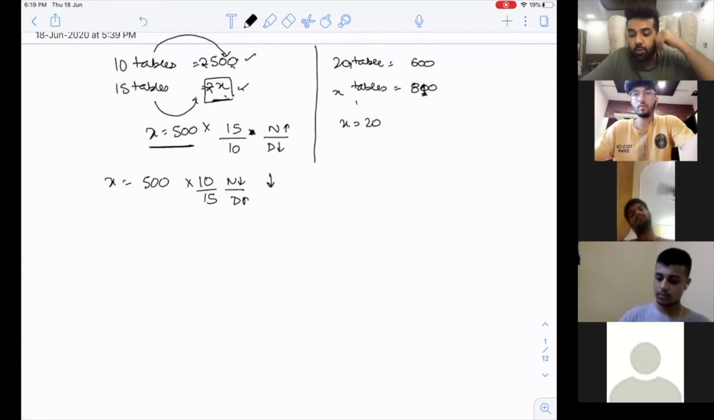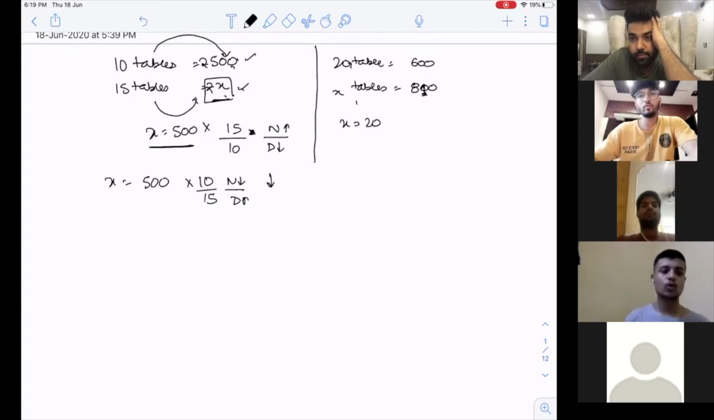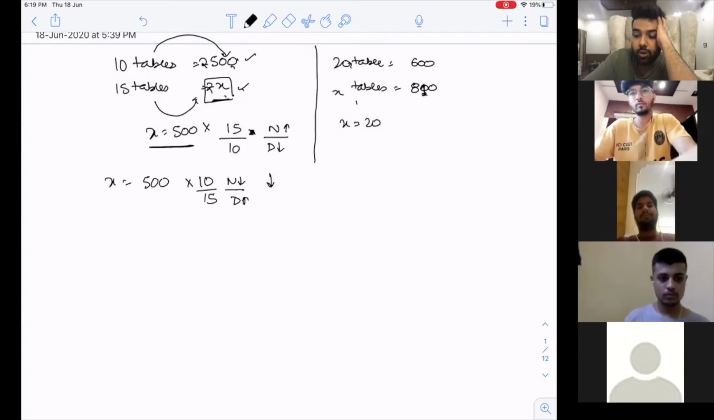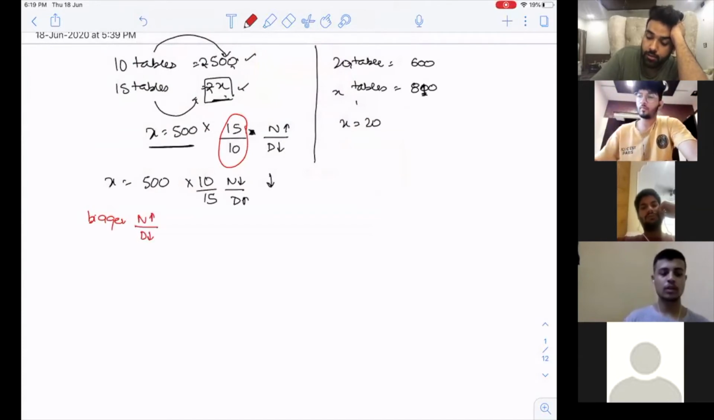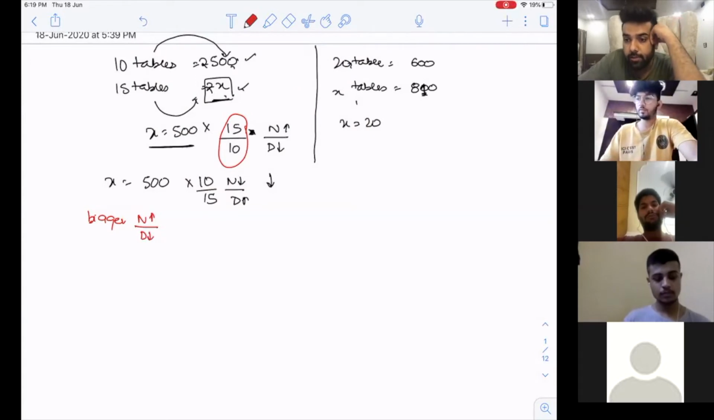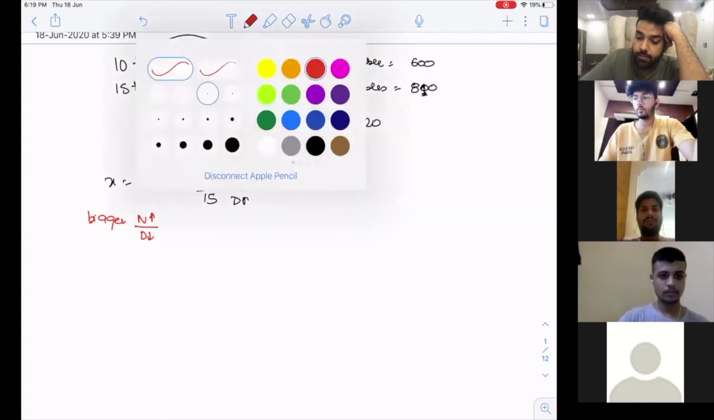We ask ourselves this question: if 10 tables cost me 500, 15 tables will cost you more or less? More, sir. For more, bigger number above, smaller number below. Any doubts with this? No, sir. किसी चीज को बड़ा करने के लिए, to make something bigger, we make numerator bigger and denominator smaller. Clear? Clear, everybody? Moving ahead.